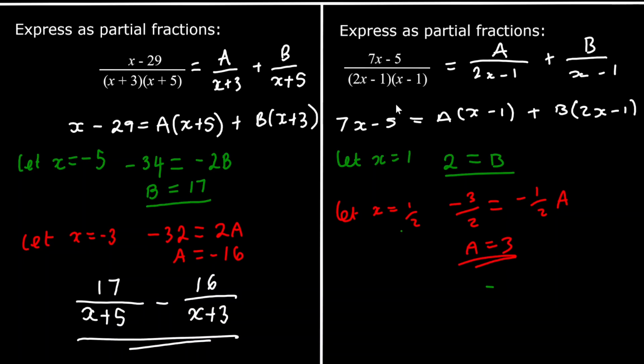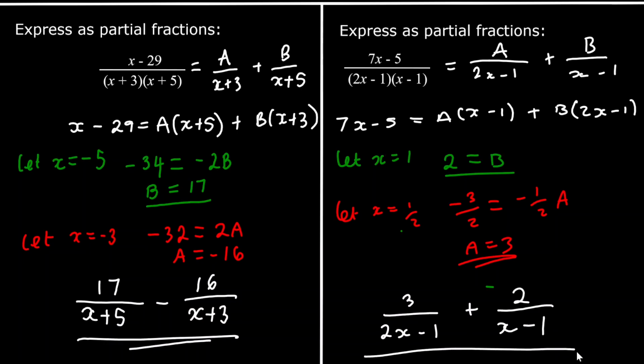So we can rewrite 7x minus 5 over 2x minus 1 times x minus 1 as 3 over 2x minus 1 plus 2 over x minus 1.